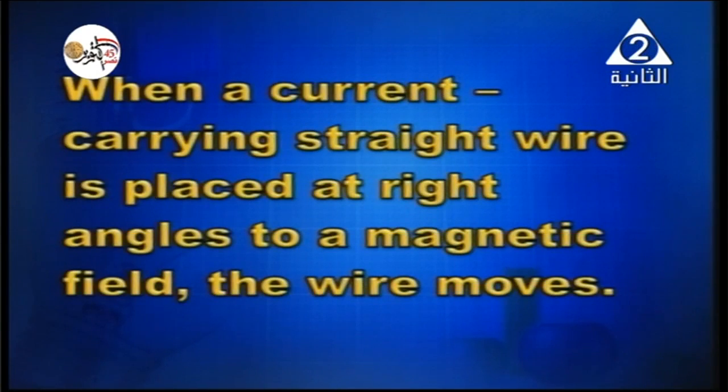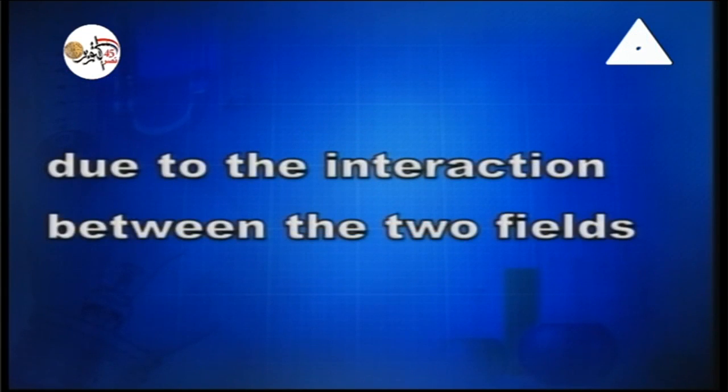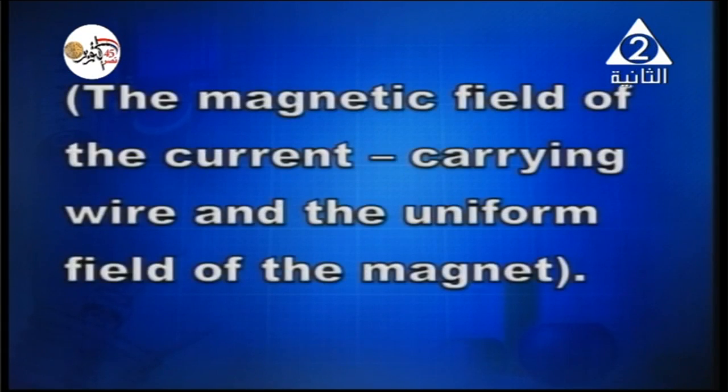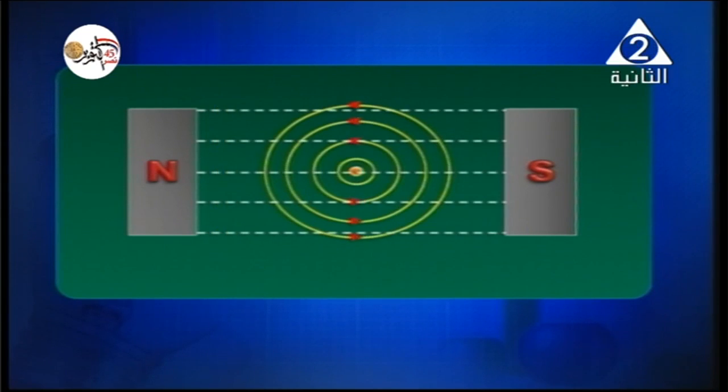So when a current carrying straight wire is placed at right angles to a magnetic field, the wire moves. There will be a magnetic force acting on the wire. The wire moves due to the interaction between the two fields: the magnetic field of the current carrying wire and the uniform field of the magnet interact. In front of you is shown the interaction of the two fields.